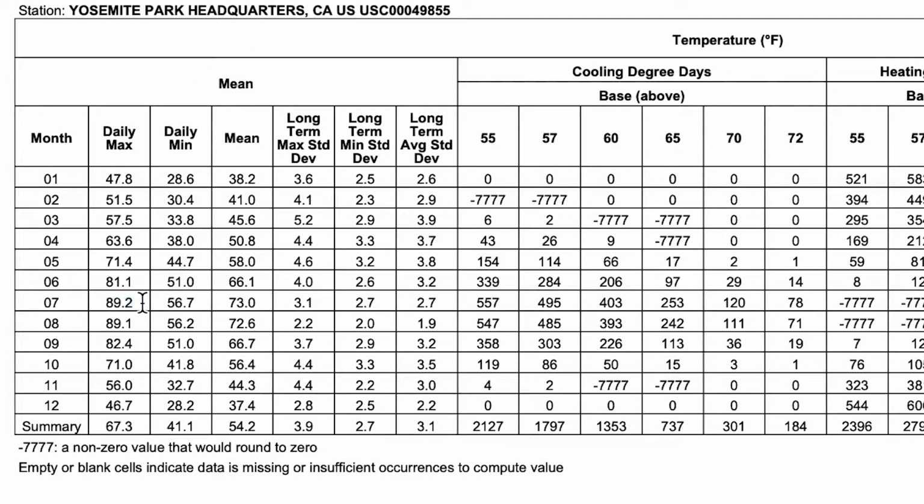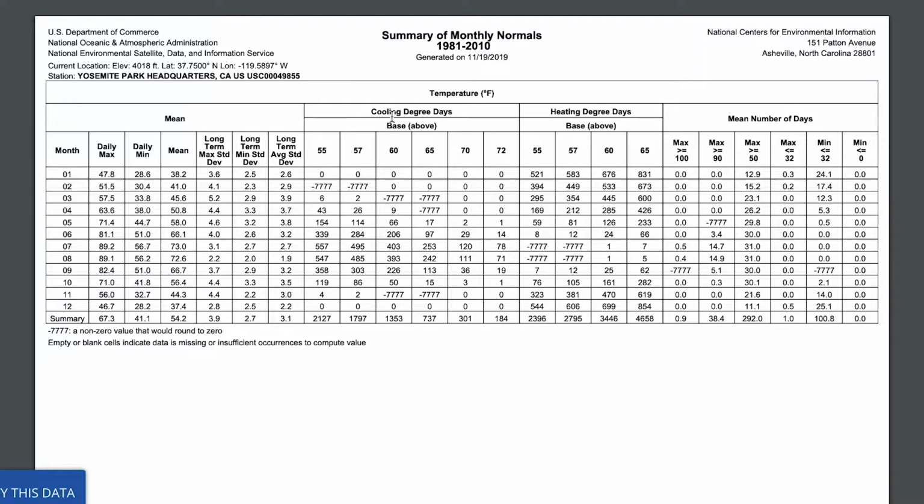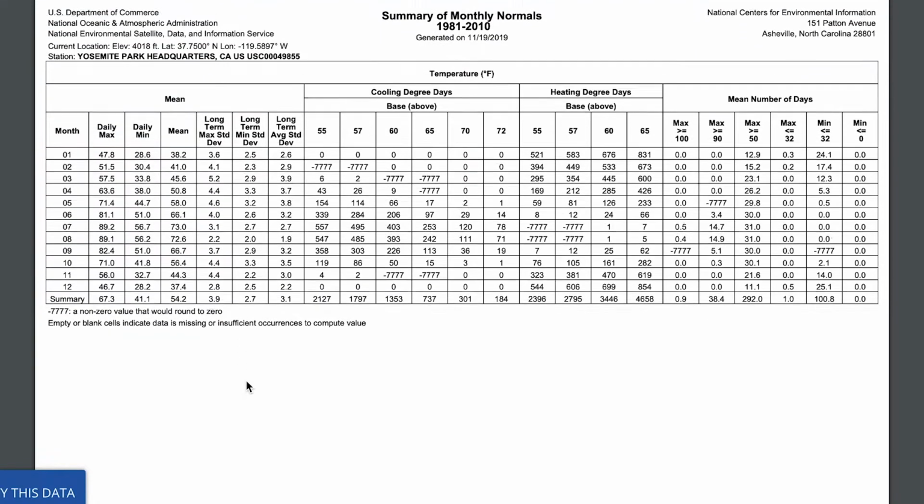The average daily max, the average max temperature in all of July at Yosemite Valley is 98.2 degrees. The average daily min, so the average low, is 56.7, and the average temperature from 1981 to 2010 is 73 degrees. You can also look at standard information, cooling days, heating days, etc. But generally, I just find this is the information that's relevant: the average temperatures that I'll be experiencing during my hike.